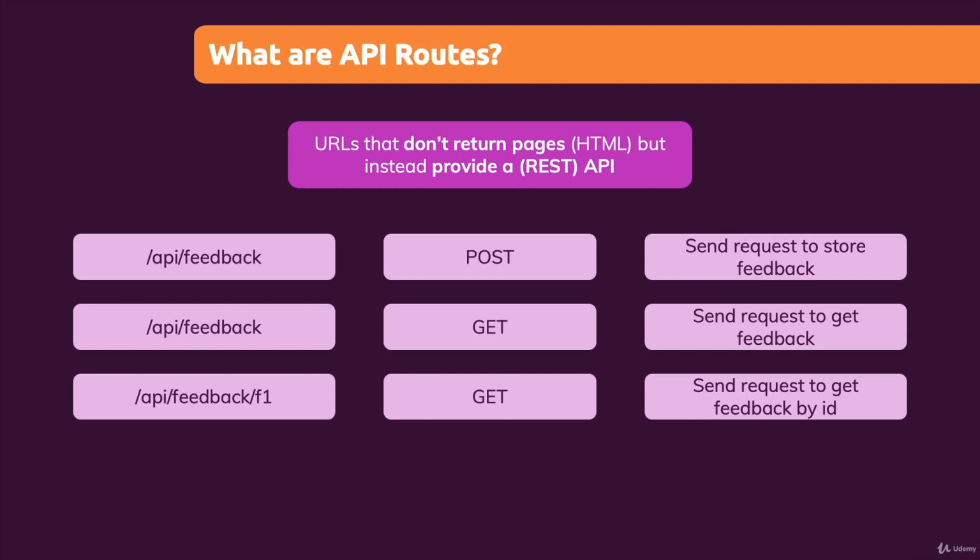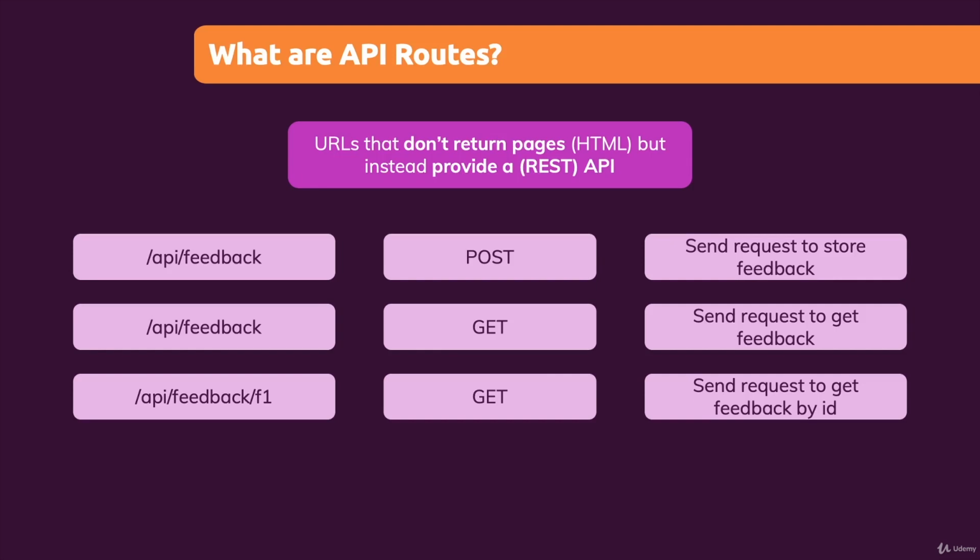For example, for a POST request sent to /API/feedback, we might expect some data to be sent along with that incoming request, some feedback data entered by a user, and then when that request hits our API, we extract that data from the request and store it in a database. If a GET request reaches that same URL, we instead might want to fetch data from a database and send that back, but not as a HTML page, but instead as raw data in that JSON format.